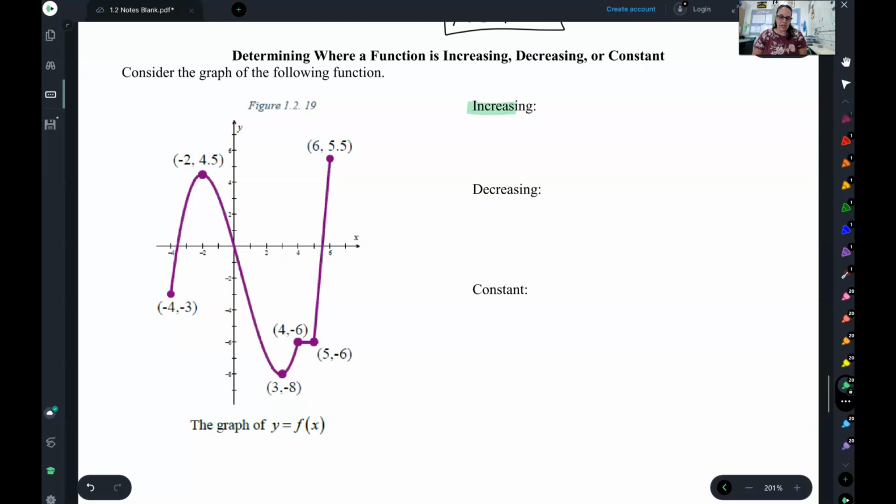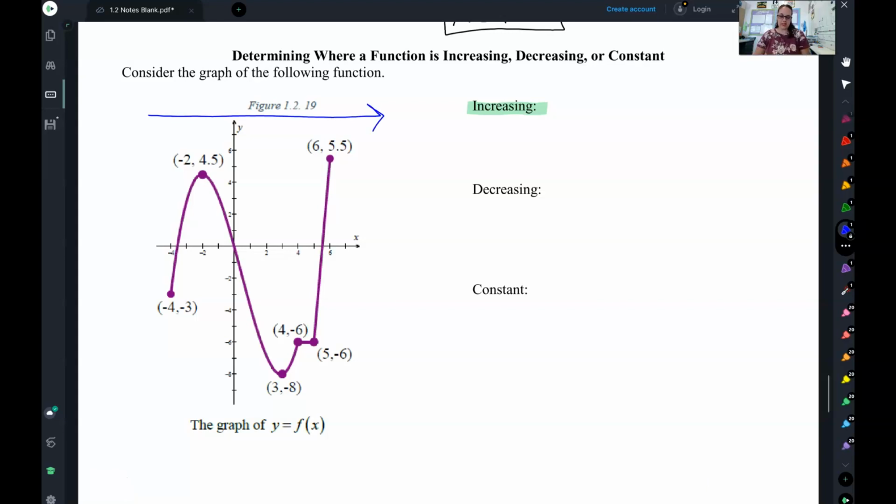First, we have increasing. What they mean by increasing is as I move through the graph from left to right. Actually, I'm going to do that in blue. So I'm going to go from left to right. I follow the graph, and if I'm going uphill, then I'm increasing. If I am going downhill, I am decreasing. And if I am going flat, then I am constant.